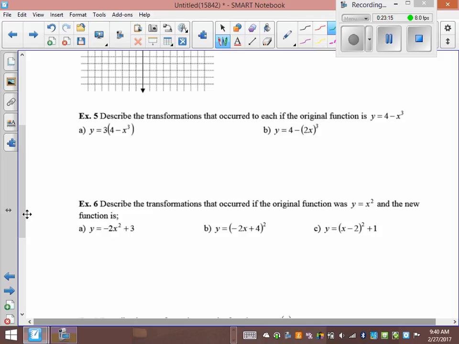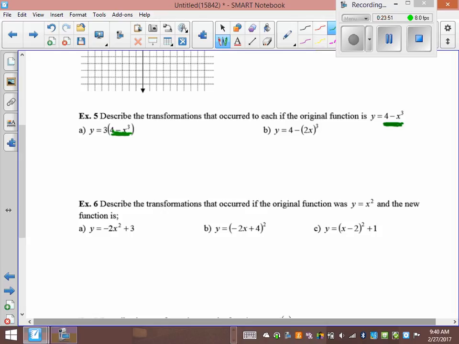So, let's look at example 5. Describe the transformations. Remember when we describe transformations, you guys, we describe only what has changed from the original to the new, correct? So, the original was 4 minus x cubed. I see a 4 here. Does that mean it went down or up by 4, or there's a reflection or any of that stuff? No, this is the exact same. This hasn't changed. Neither has this changed. All that changed is I have a 3 in front.